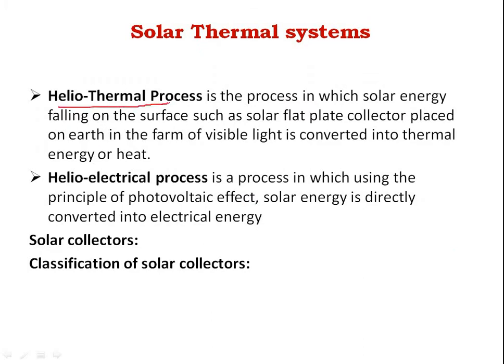So first of all, what is the heliothermal process? It is the process in which the solar energy falling on the surface, such as a solar flat plate collector placed on the earth in the form of visible light, is converted into thermal energy or heat. The helioelectrical process is a process in which, using the principle of the photovoltaic effect, solar energy is directly converted into electrical energy.